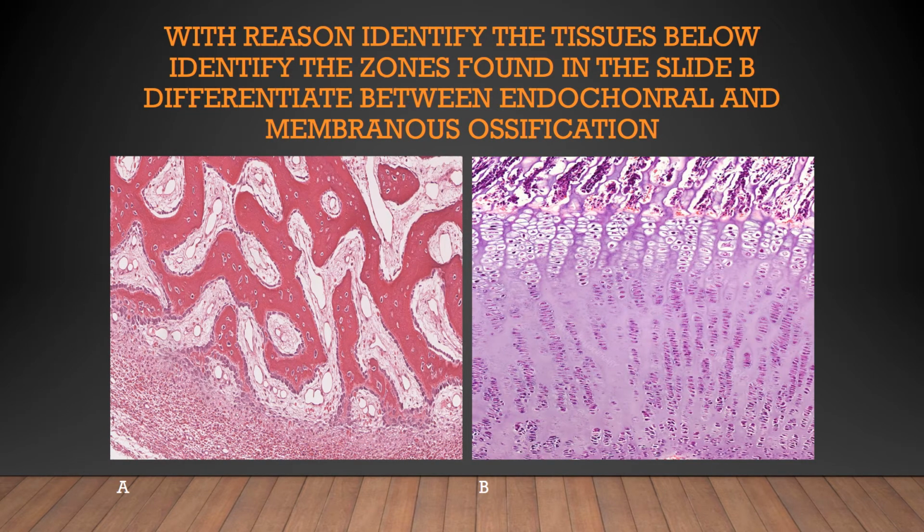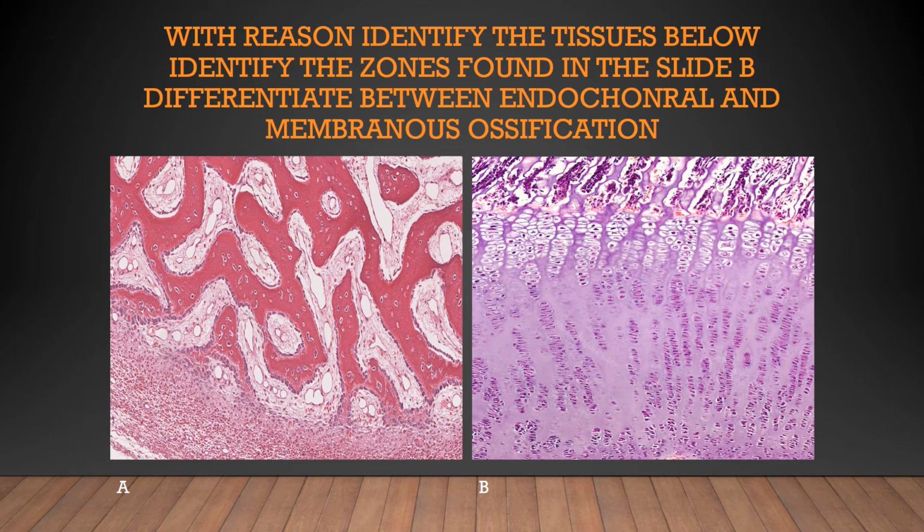Slide A is of spongy bone, and that's because it contains bony trabeculae, which are separated by marrow space, which contains bone marrow. Then you have the osteoblast and osteoprogenitor cells on the surface of the bony trabeculae, and these cells are either cuboidal when active or flat when inactive. Then you can also see osteocytes in lacunae, which are embedded in the bone matrix.